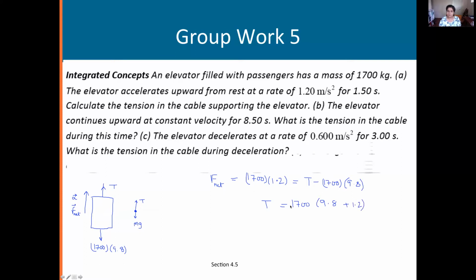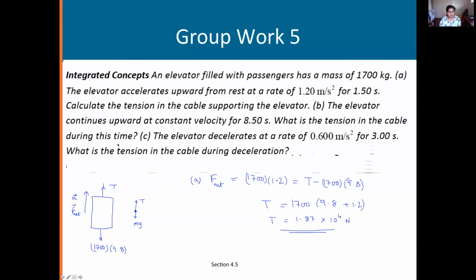It becomes positive. And if you work this out in your calculator, that should come out to be 1.87 times 10 to the power 4 newtons. Tension is a force, so it's going to be in newtons. So this is part A.